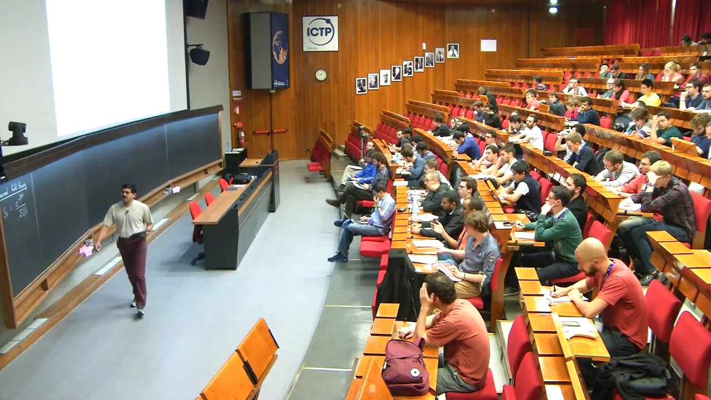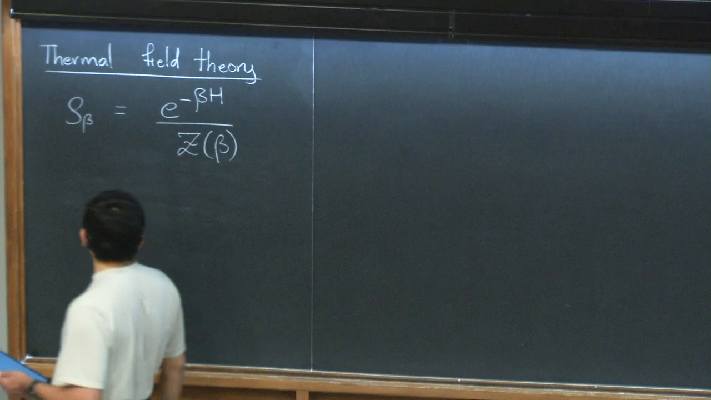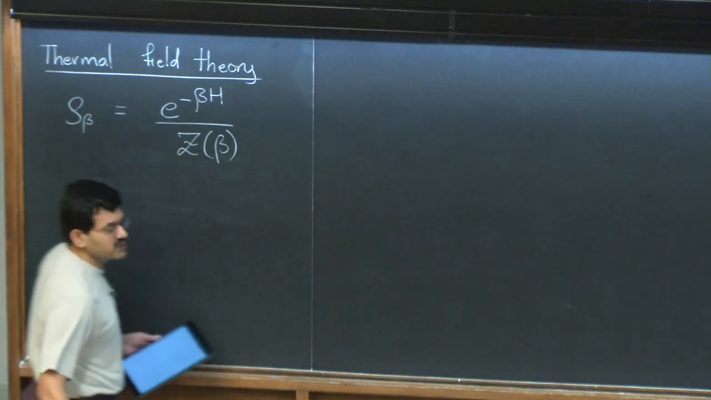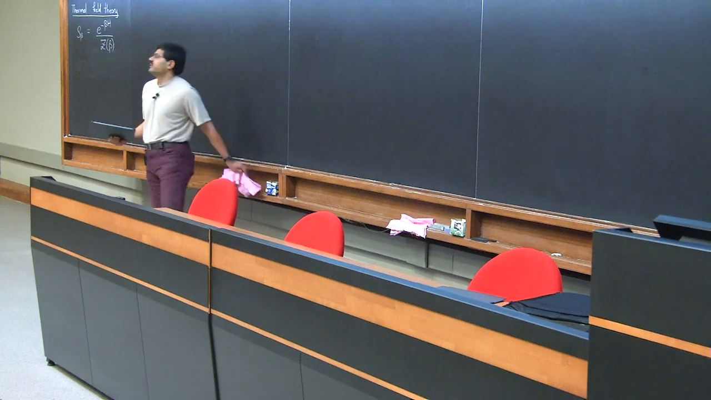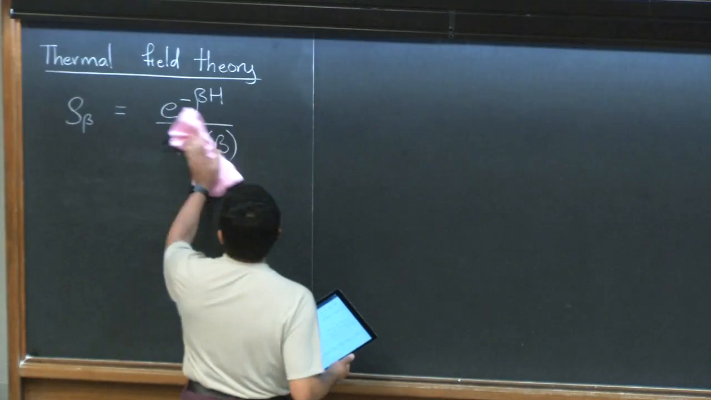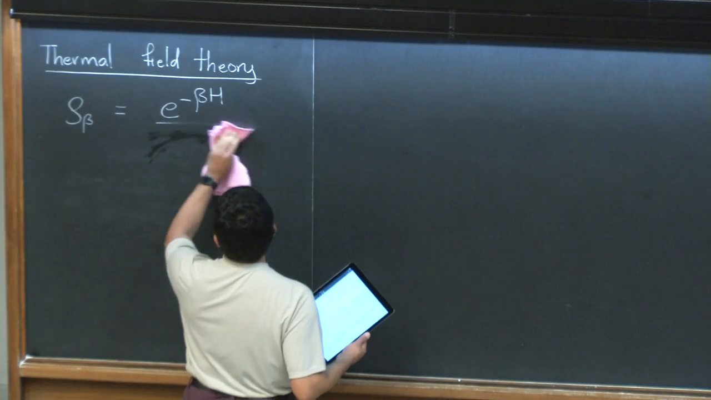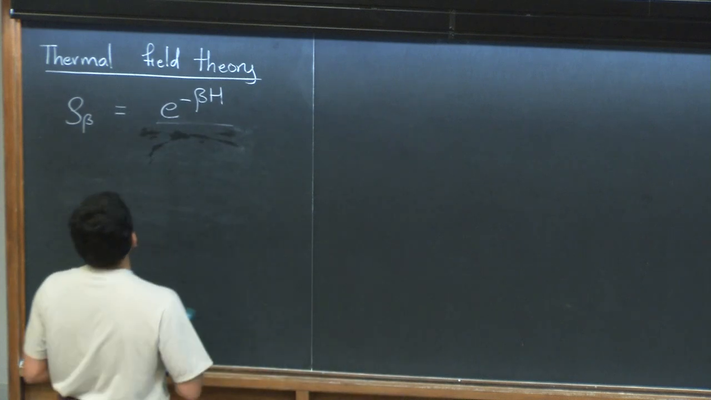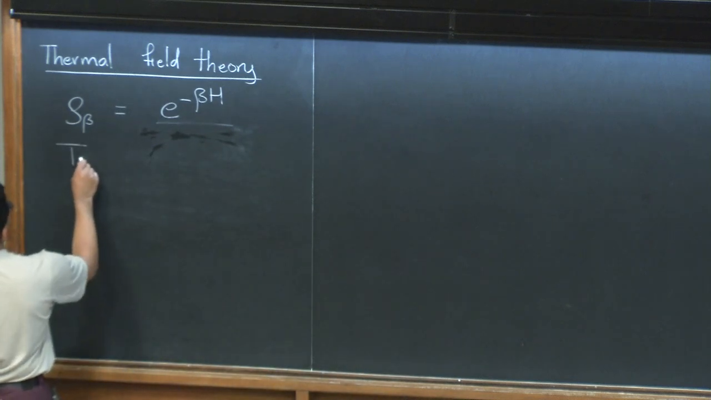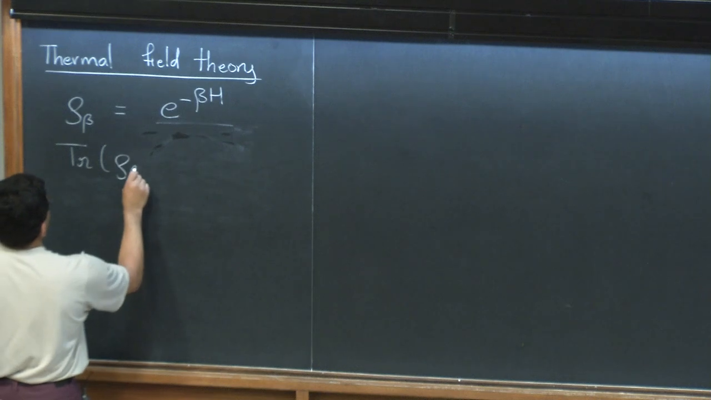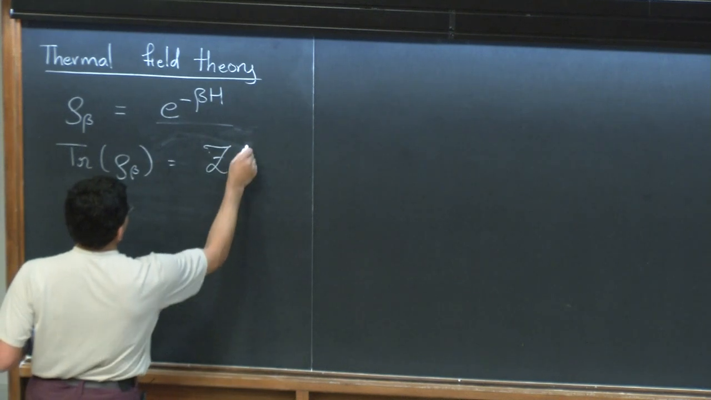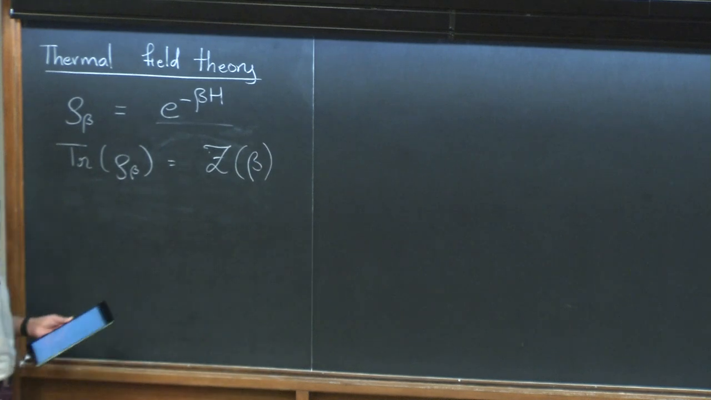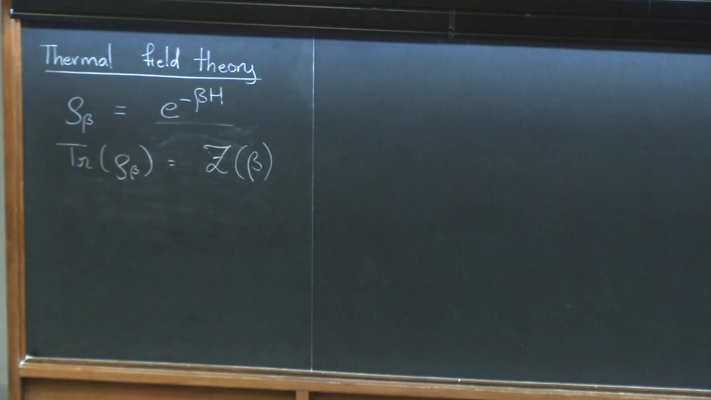If you want to normalize this density matrix, you can normalize it by the partition function. Usually, I prefer not to normalize this density matrix so that its trace actually computes the partition function. So let me not do this, which is what we were doing yesterday. Here I would just say trace of rho beta is Z.